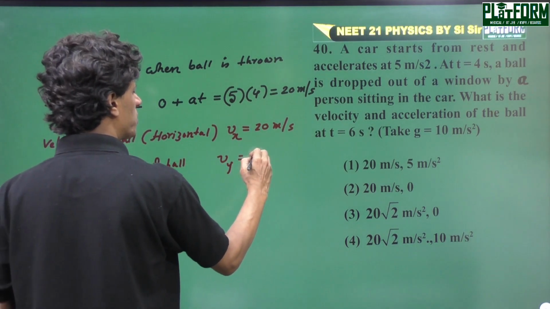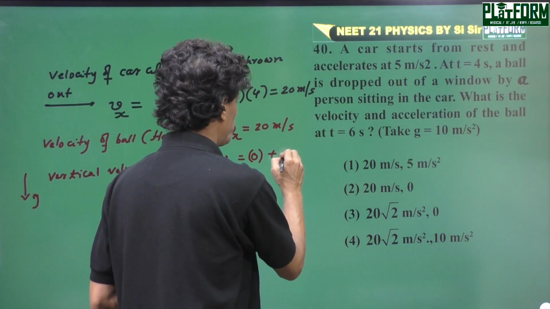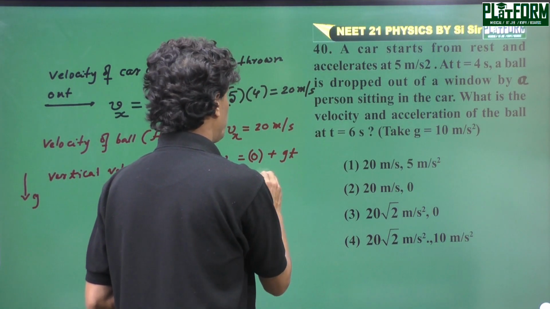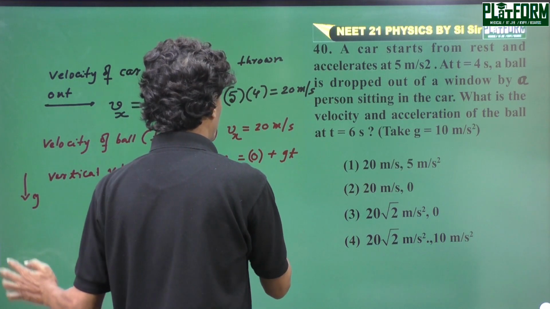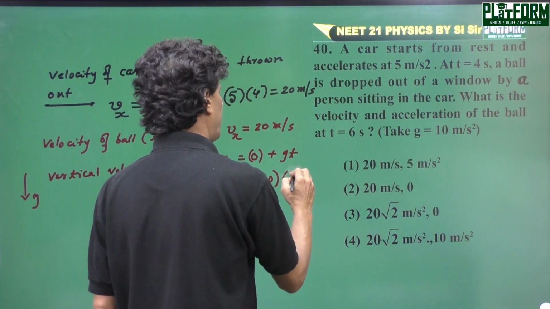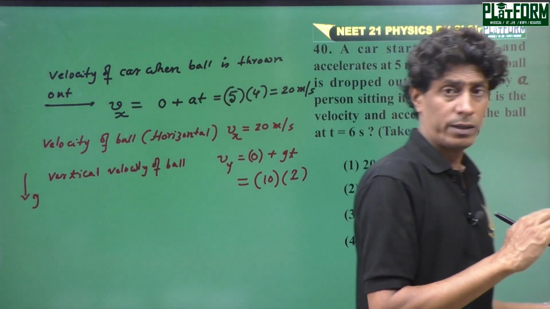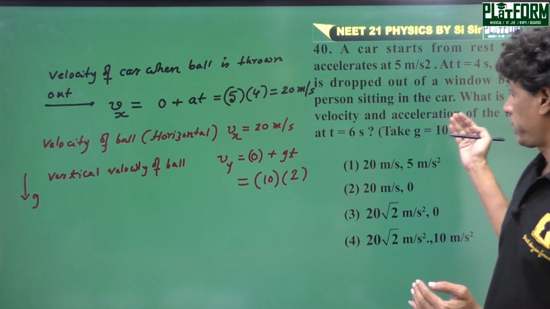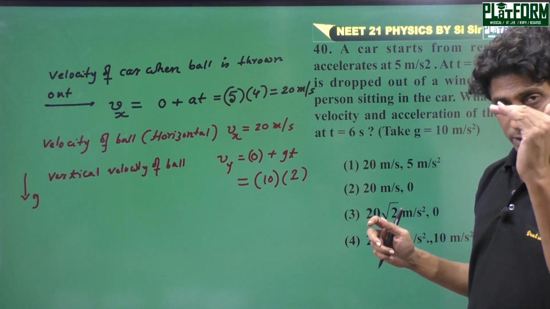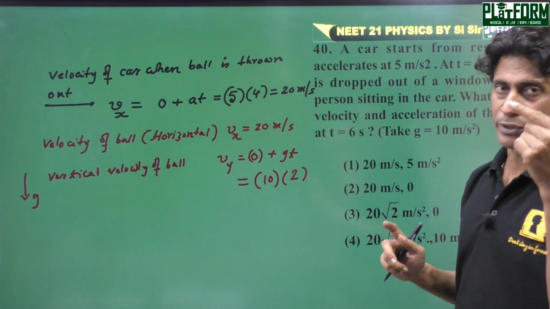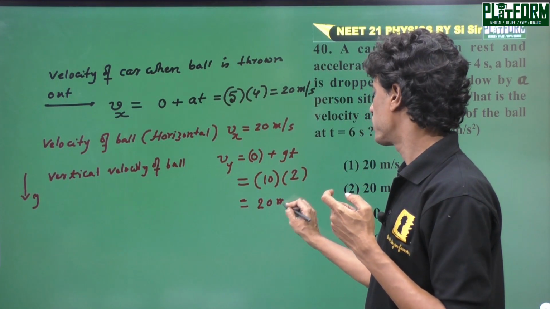Vy equals 0 plus gt, that is, initially there is no vertical velocity. The value of g given in this problem is 10, and you have to take the time as 2 seconds, because the time gap between 4 seconds and 6 seconds is 2 seconds. So the ball is falling vertically down for a time period of 2 seconds, and Vy is also 20 meters per second.